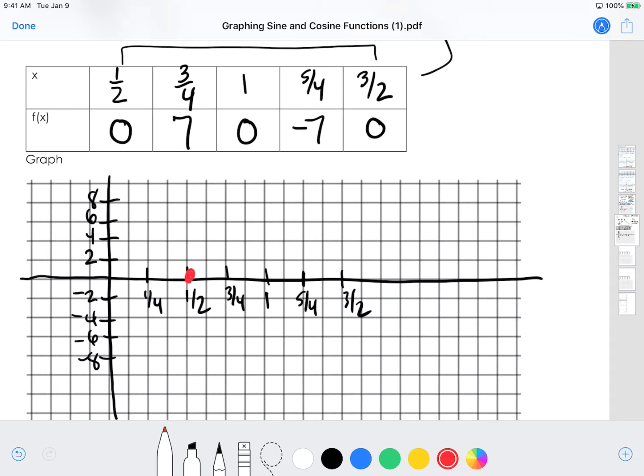Then at 3/4, I go all the way up to 7. And at 1, back down to 0. And then at 5/4, down to -7. And then at 3/2, back up to 0. So here's my graph of the translated function. Let's go ahead and put this in on the calculator so that we can check it.